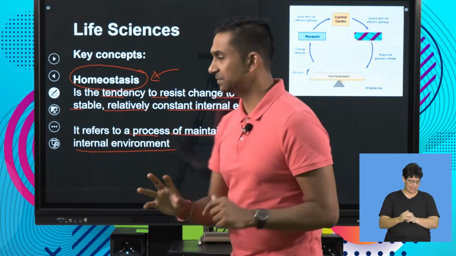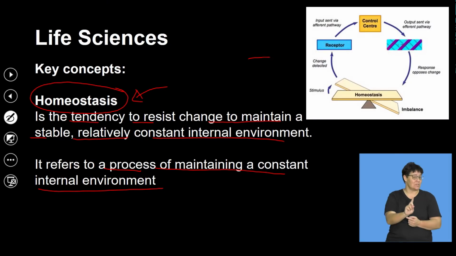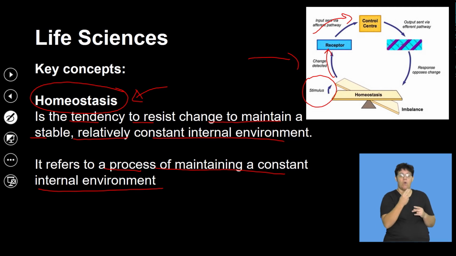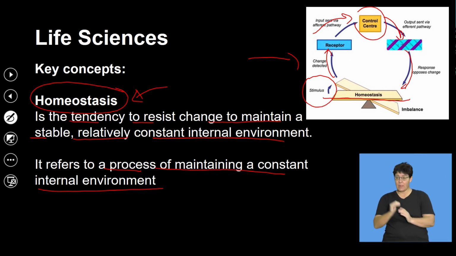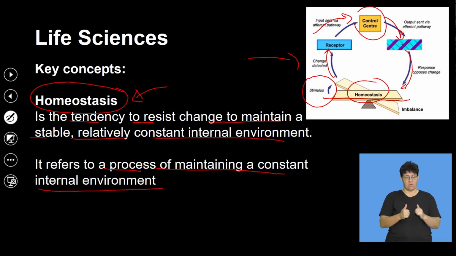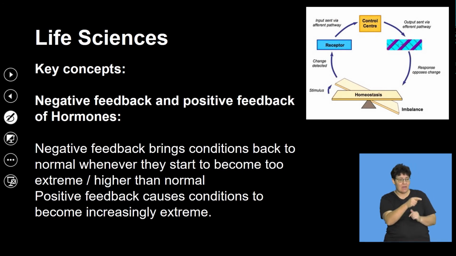That concept can be illustrated using this illustration here. We know that a stimulus can cause a certain receptor to increase the release of a hormone, and that hormone has an effect, and that effect brings about a balance. This balance is important for the optimal functioning of an organism. So when we look at the concept of homeostasis, we need to look at the negative feedback and the positive feedback mechanisms.